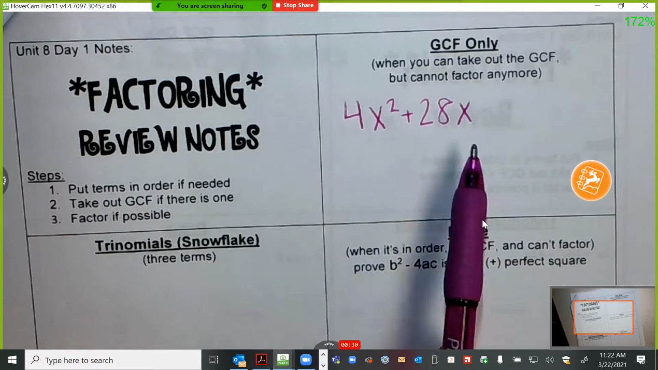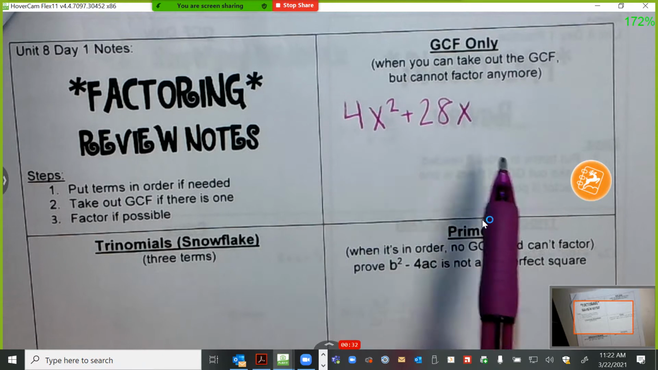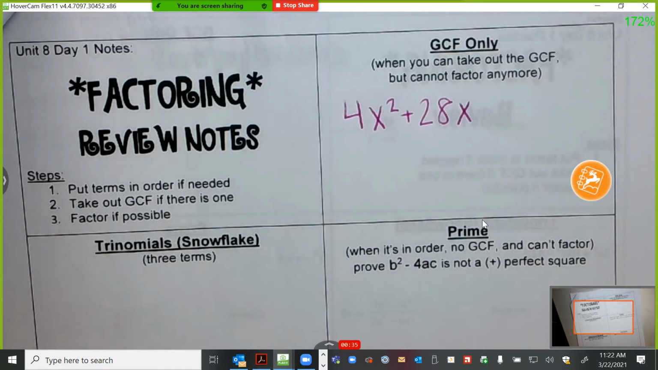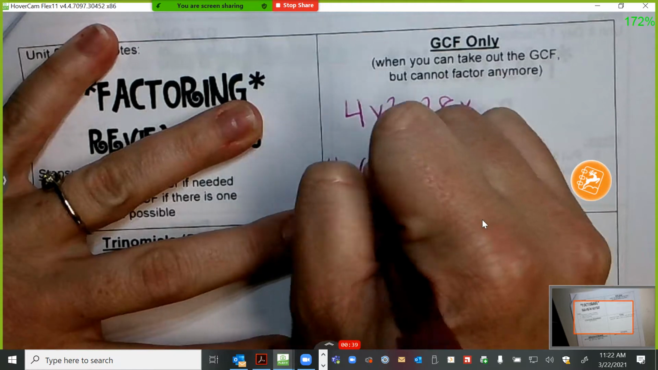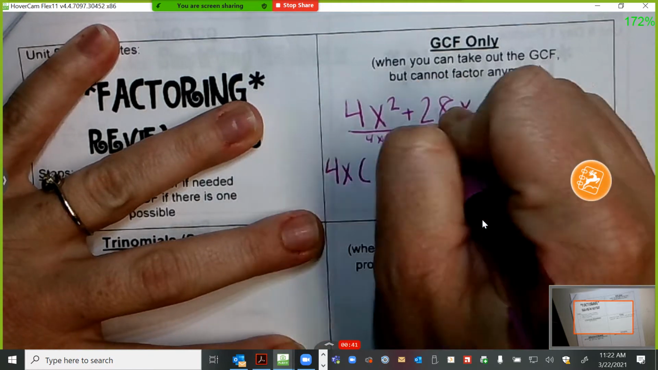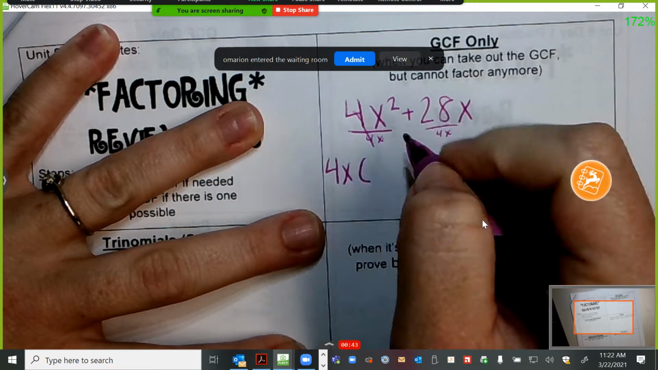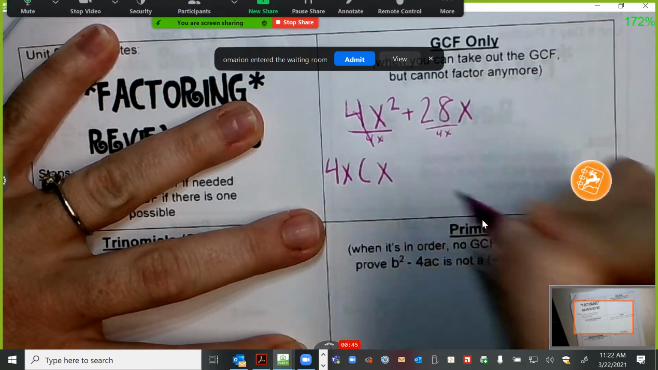And they both have x's. So this one has 2 x's and this one has 1. And to be fair, we're only going to take 1 from each of them. Okay, so we're going to take out a 4x. If we take out the 4x, the 4's cancel, x squared, so we just have 1x left.